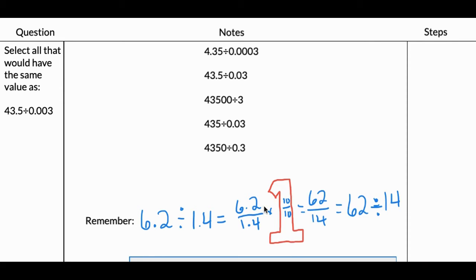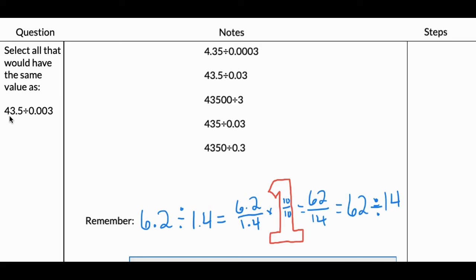If we multiply it straight across, 10 by 10, we get 62 over 14, which is really like 62 divided by 14. So what this tells us is that if we move the decimal on the dividend or the divisor, and do the same thing to the other number, then our value is still going to be the same. So let's check this one here.